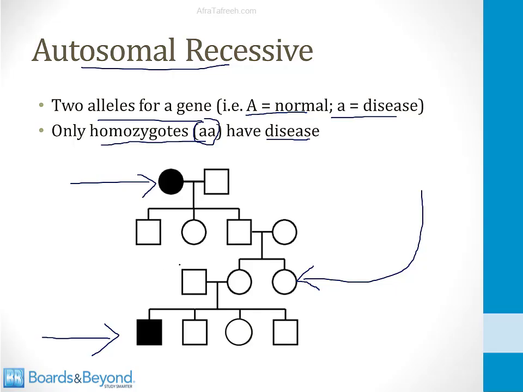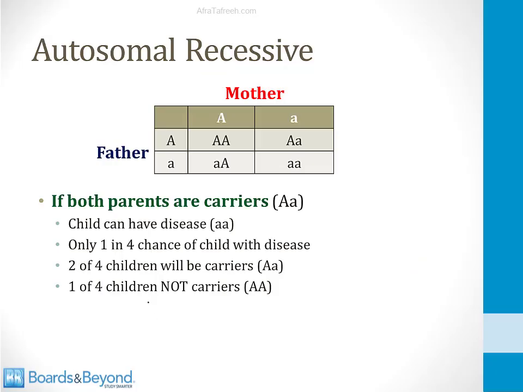Notice something else. Both of these individuals here do not have disease, but they are both carriers. The reason I can infer that from this pedigree is because they have a child who has disease. The only way a child is going to get disease is if they inherit one copy of the disease gene from each parent. Therefore, each of these parents must be carriers of the disease gene. So let's drill down on that in a little bit more detail.